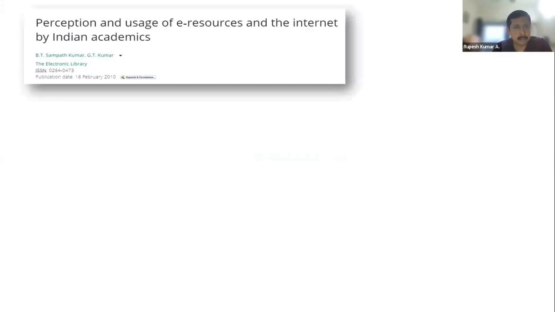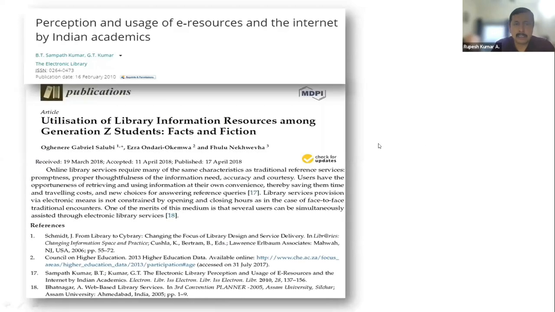Now, let us see how citation turns into impact. So I take up this article, perception and, one second, let me just hide these. Yeah. Perception and Usage of E-Resources and the Internet by Indian Academics. Now, I will introduce another article published subsequently. Utilization of library information resources among Generation Z students, facts and fiction.